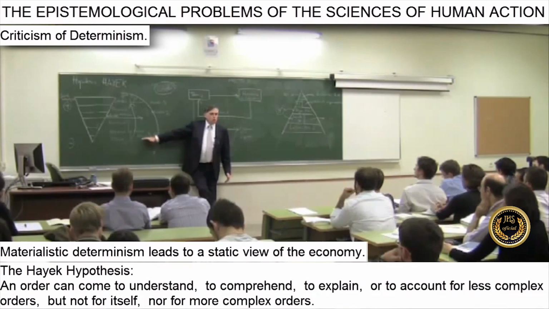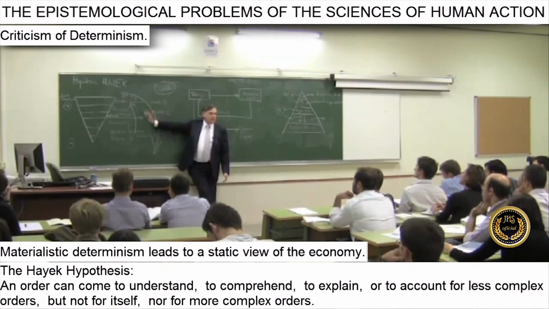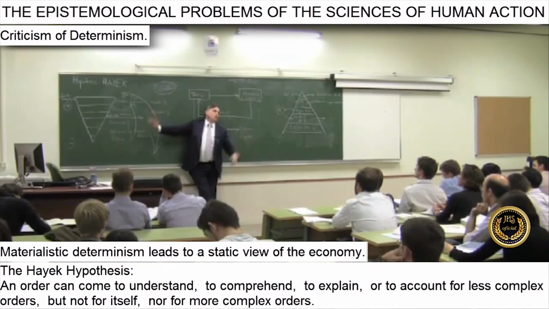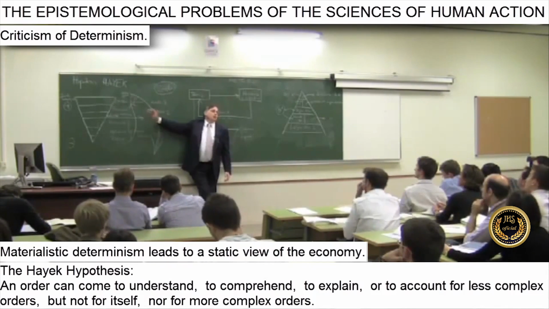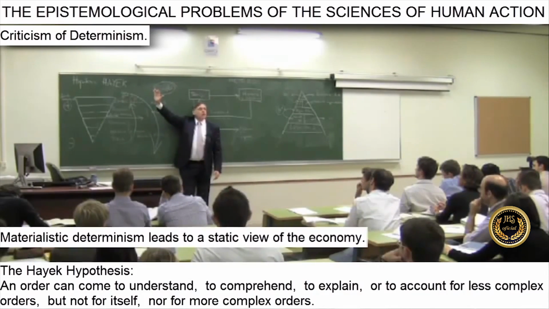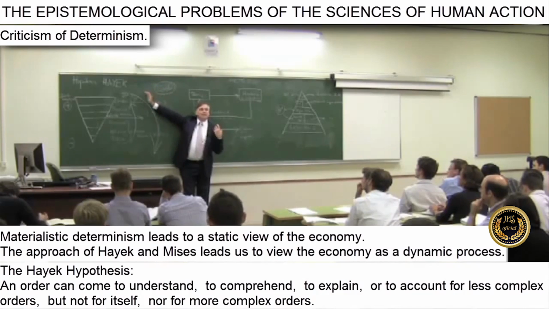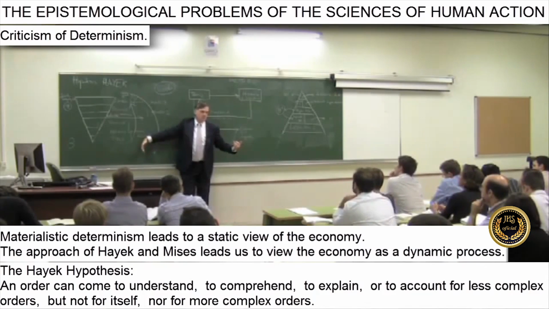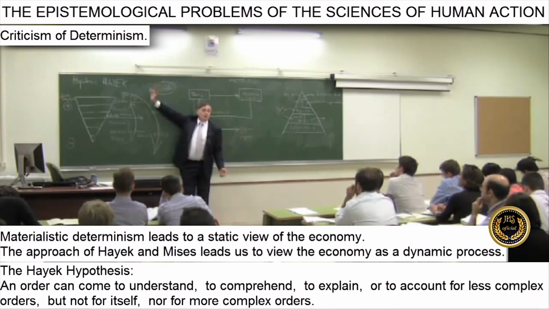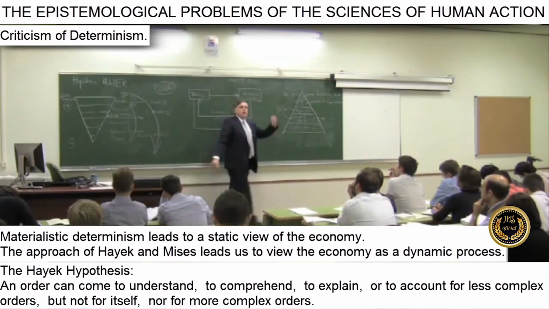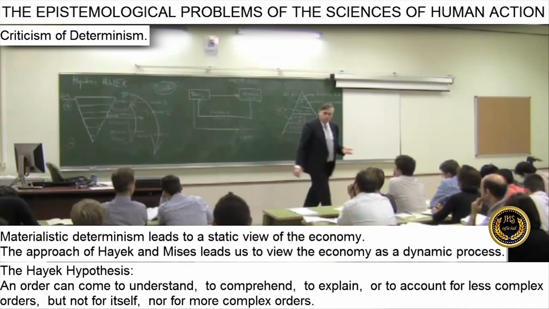Materialistic determinism, the idea that the lower phenomena determine the higher phenomena, leads to the static view. It leads to Malthusianism. It leads to the notion that human beings are like rats, and the fewer there are, the better, etc. The approach of Hayek and Mises, that economics is a science of the spirit, of creative ideas, and that complex phenomena account for simple ones and not vice versa, in other words, relationships flow from the top down, leads to the dynamic view of the market.